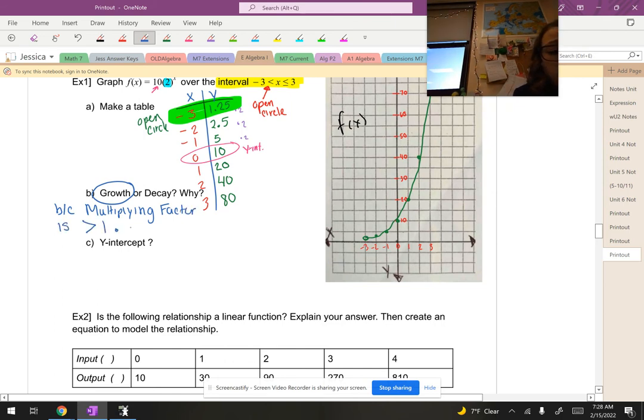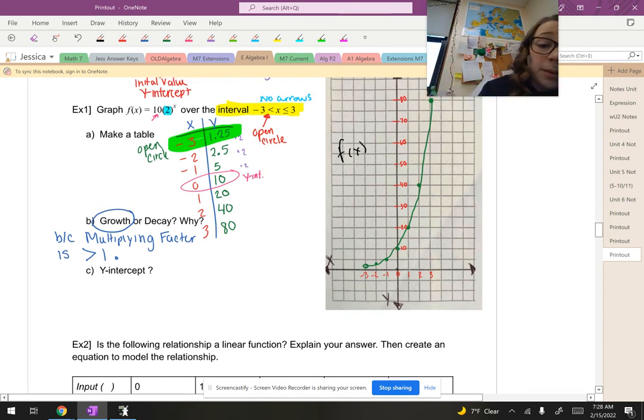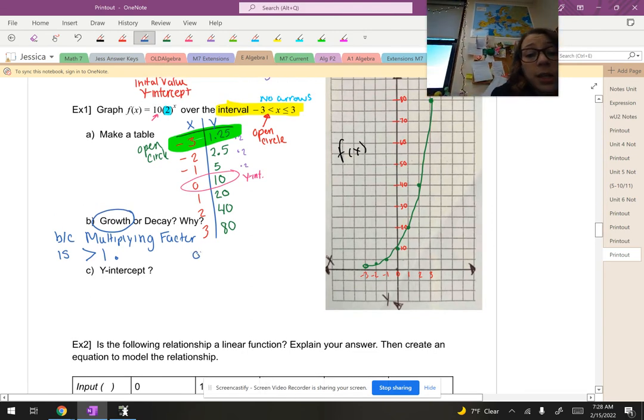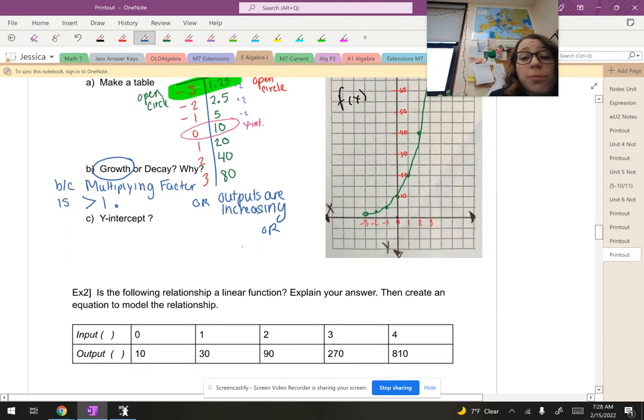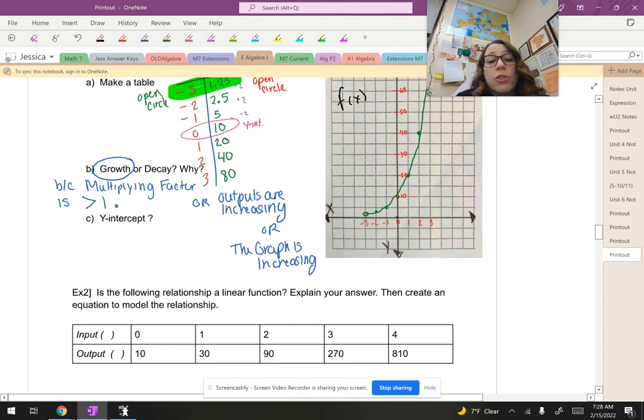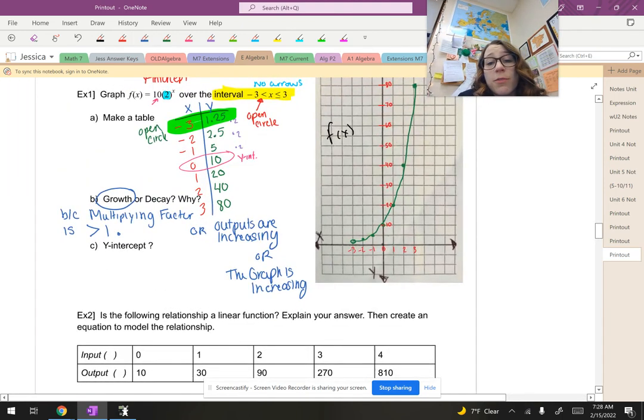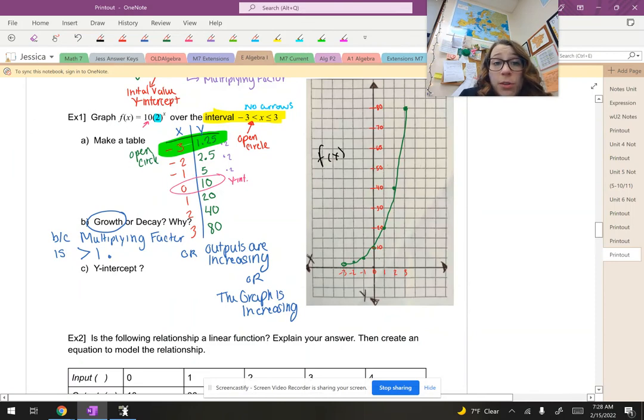is greater than 1. Or if we're looking at the table, we can say that it's growth because the outputs are increasing. Or if you're using the graph, you can say that this is growth because the graph is increasing. But whichever explanation you use, make sure you have the proof to back it up. I can use any one of these 3 things because I have a table, an equation, and a graph that I can use to back up my work.